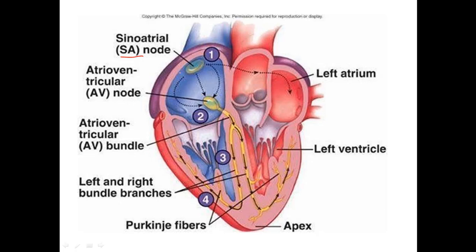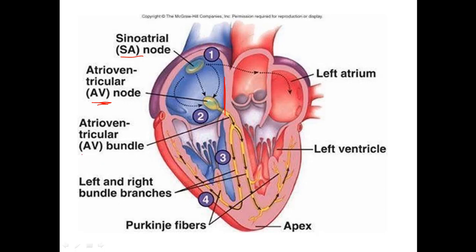It's situated in the right atrium, between the opening of the superior and the inferior vena cava, closer to the superior vena cava. Very clear on this picture. Please remember the picture. Closer to the superior vena cava. The AV node, however, is situated in the right atrium, in the interatrial wall, exactly.